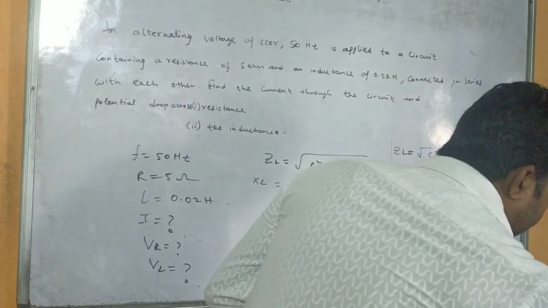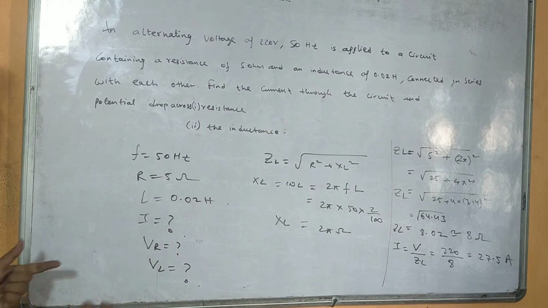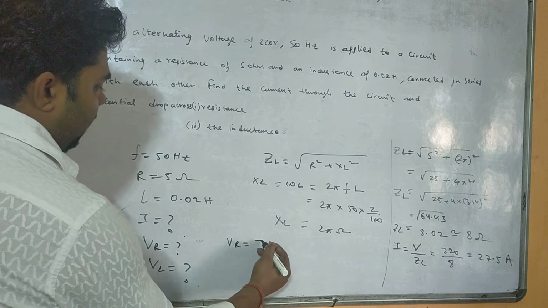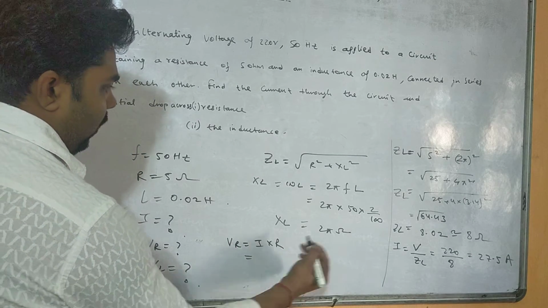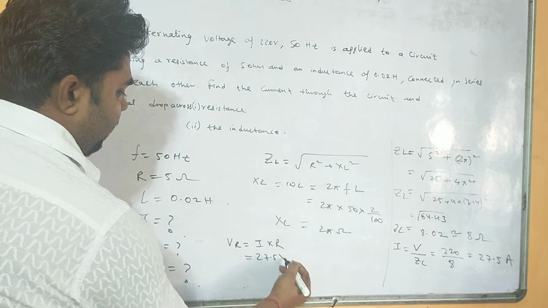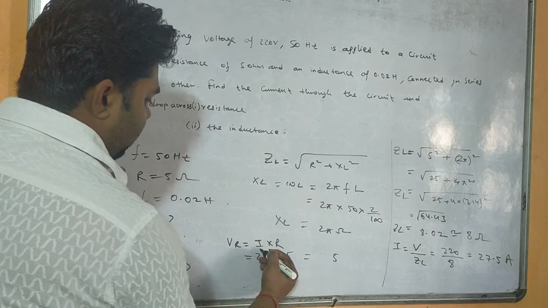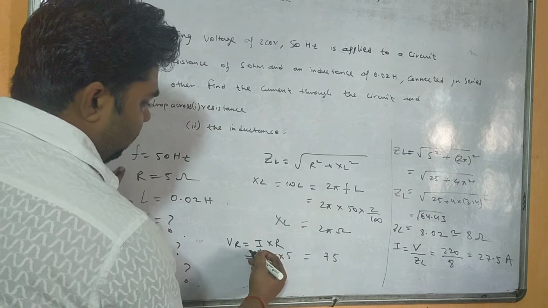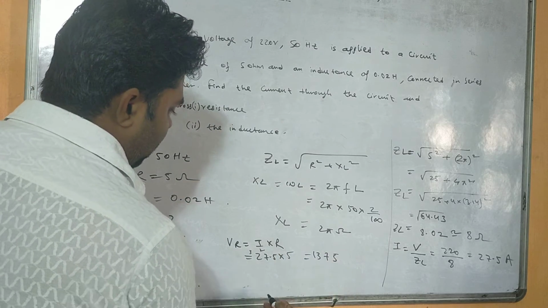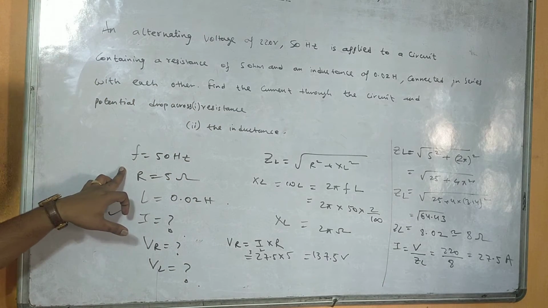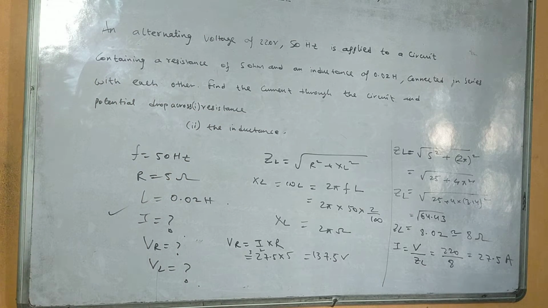Now after getting the current, what we have to find here, you see. So first question was to get the current, then after that VR. VR is given by I into R. So I is given 27.5, and what is resistance here? 5, right? So 137.5. Next we have to find the inductive voltage, that is voltage drop across the inductor.